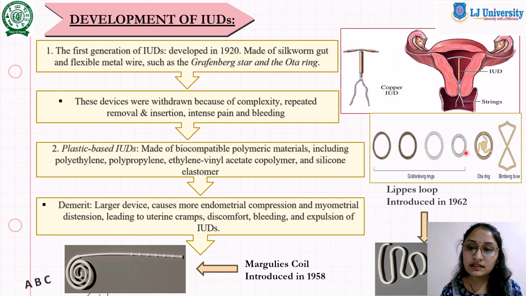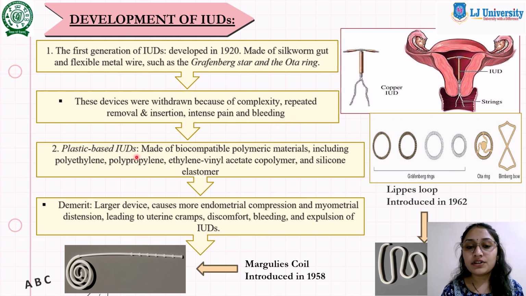These are Grafenberg rings, and this is a Grafenberg star. This is the Bimberg bow, and this is the Ota ring. So these are the first generation IUDs, which were developed in the 1920s. But the main disadvantage was due to the shape of the IUD. They were withdrawn from the market because they were complex in nature. They were easily removed from the uterus, caused intense pain during insertion, and there were chances of excessive bleeding, so they were discontinued.